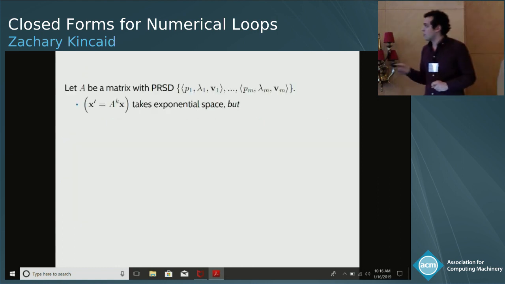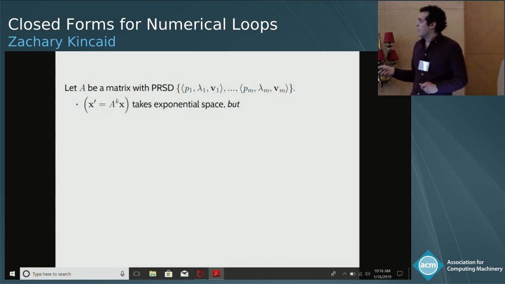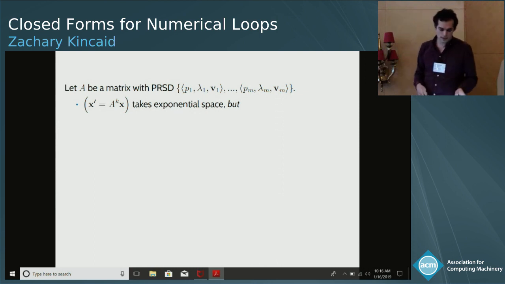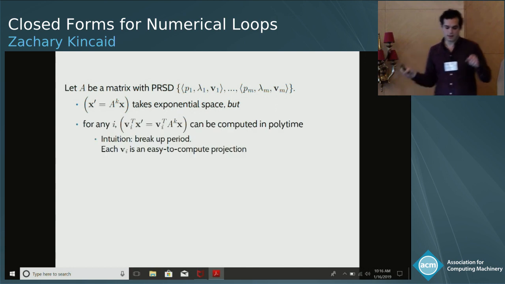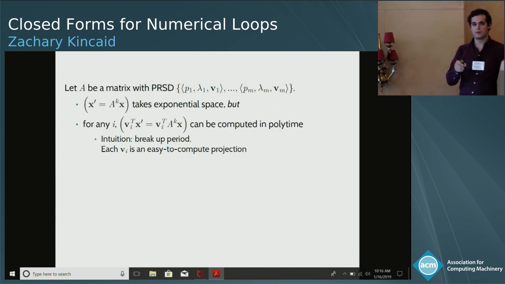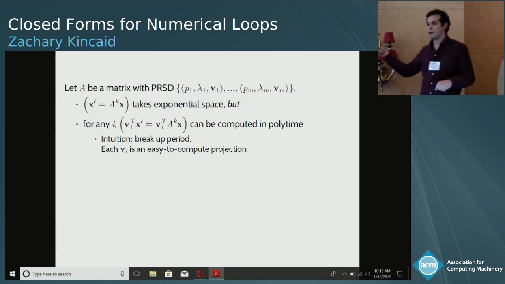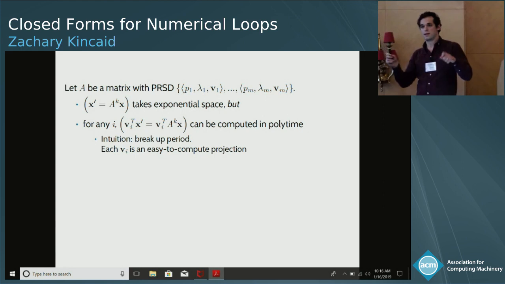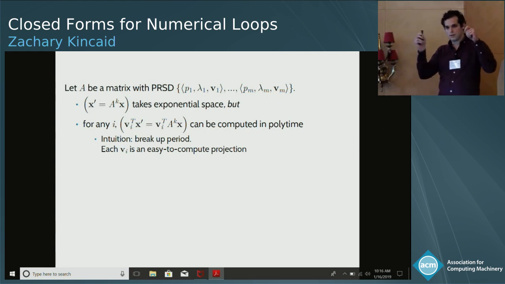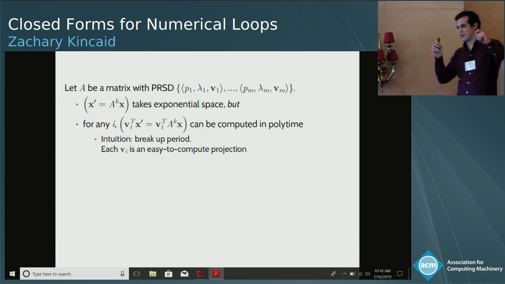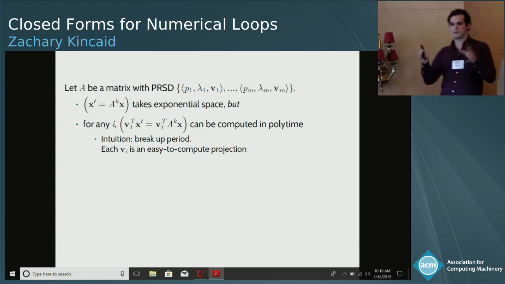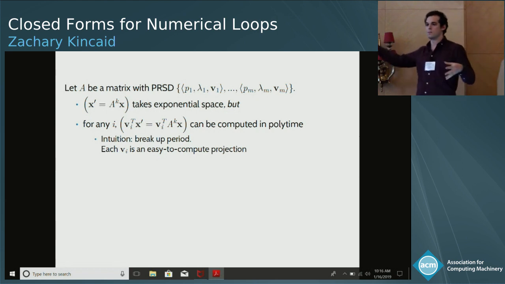So the way that the PRSD solves this problem that A to the k takes exponential space is that if we multiply this equation on the left by any of these vectors, v_i, then we get an equation that we can actually compute in polytime. The intuition being that each of these vectors exhibits periodicity at a lower period than the matrix itself. The matrix has a period which is the least common multiple of the periods of all of its components. So I'm just separating it into a bunch of different components.